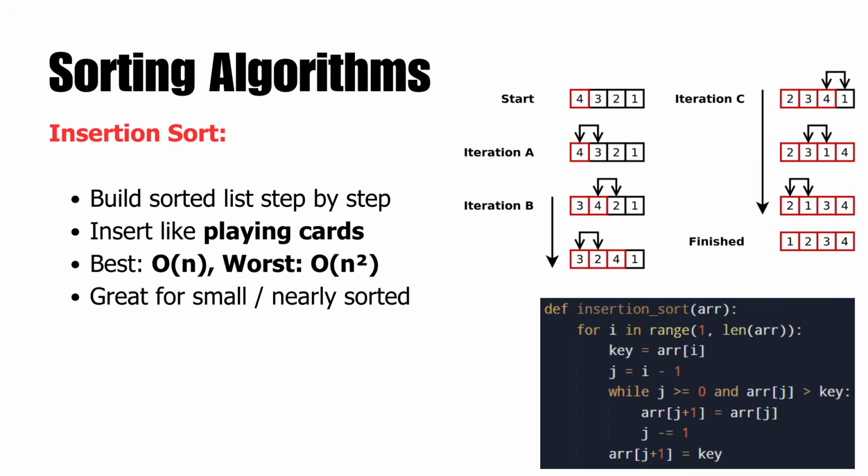Then there's insertion sort, which often performs better than other basic algorithms for small or nearly sorted lists. The algorithm works similarly to sorting a hand of playing cards. It builds the sorted list one element at a time by taking each new element, comparing it with previously sorted elements, shifting larger values to the right, and inserting the new element in its correct position.